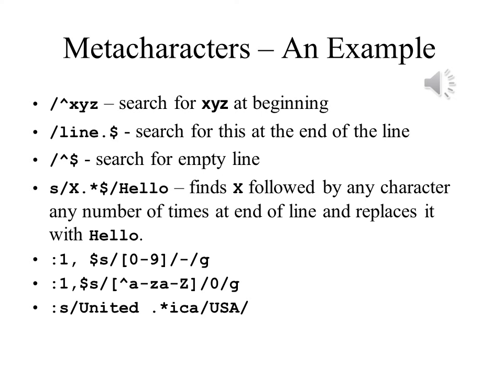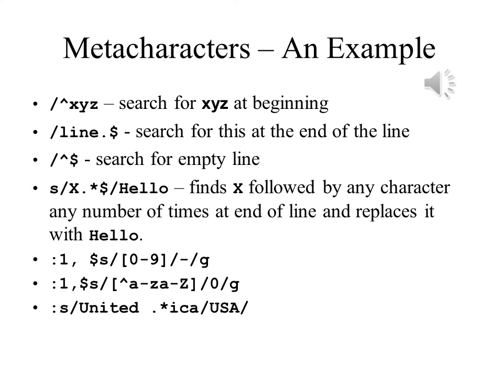:1,$s means it's going to do the substitution on every line, where it's going to find a digit in the range 0 to 9, and it'll replace it with a dash, and the g is global, meaning it'll do it for every occurrence of this that it finds, even on a given line. In the other case, what you see here is it'll do this for every line.